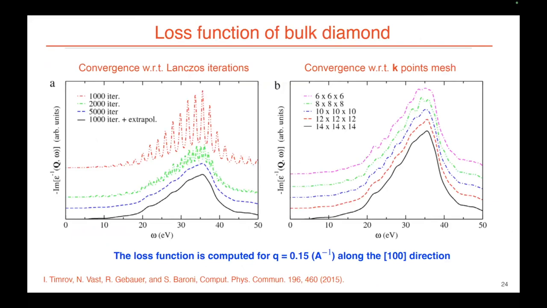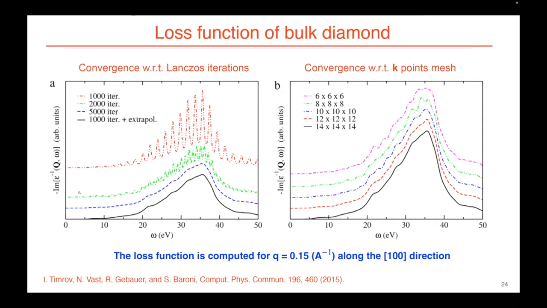On the left, we have the minus imaginary part of epsilon to the minus one, which is the inverse dielectric function, as a function of frequency. When you do 1,000 Lanczos iterations, you obtain a very noisy spectrum, with many wiggles. Then when you increase the number of Lanczos iterations, so you increase the size of the tridiagonal matrix T, to 2,000, you see that the spectrum becomes much smoother. When you go to 5,000, it's already very smooth.